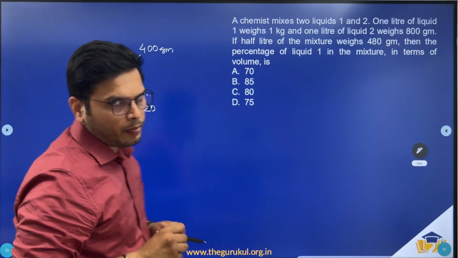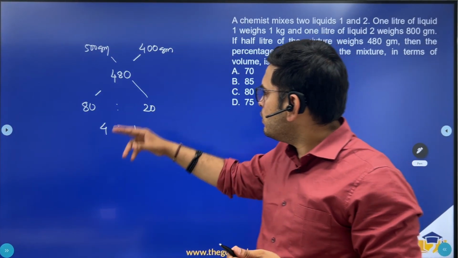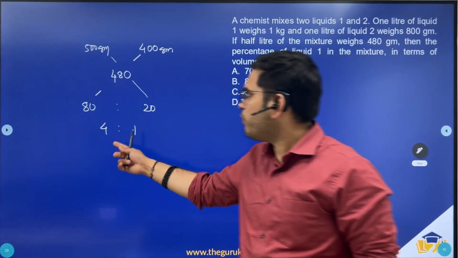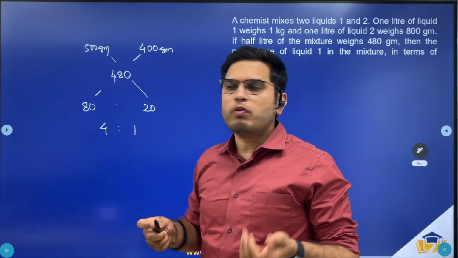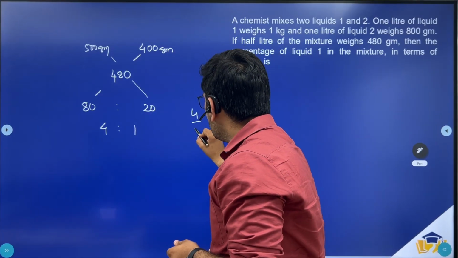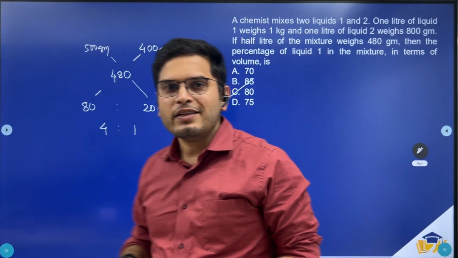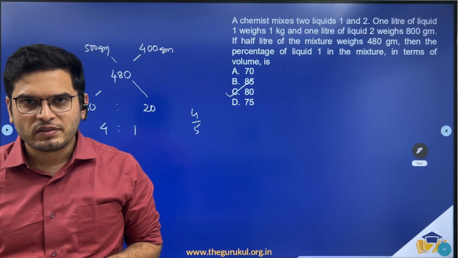Right. Now out of 5 parts, what was asked? Percentage of liquid 1 in the mixture, right? So out of 5 parts, 4 parts is of liquid 1. So what's the percentage? 4 by 5 is the fraction, and the percentage equivalent of this fraction is 80%. Hence option C should be the answer to this question.